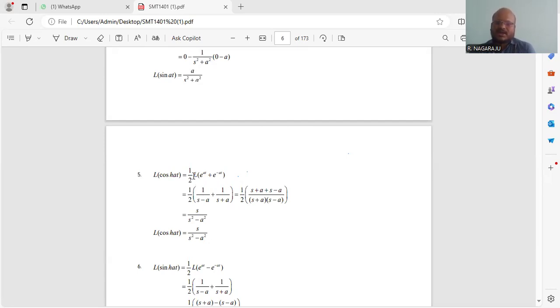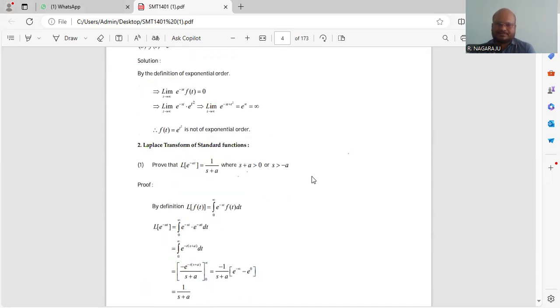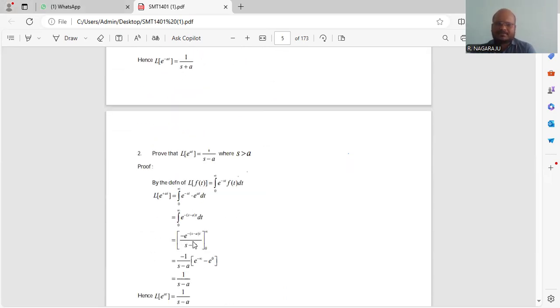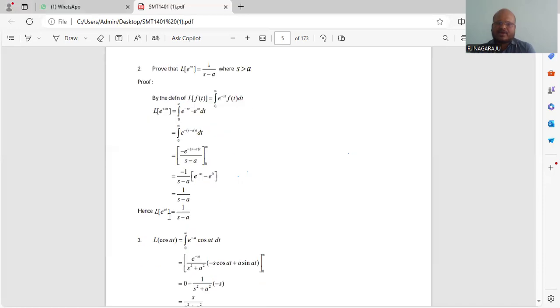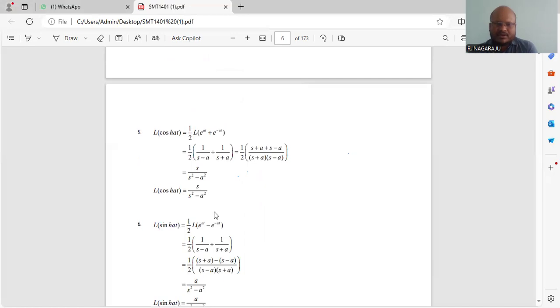So see here, simply L of e power at. L of e power at means the first formula is 1 by s minus a. If you are getting L of e power minus at, you will get 1 by s plus a. If you are taking L of e power at, you will get 1 by s minus a. So here you have to apply that: 1 by s minus a plus 1 by s plus a.